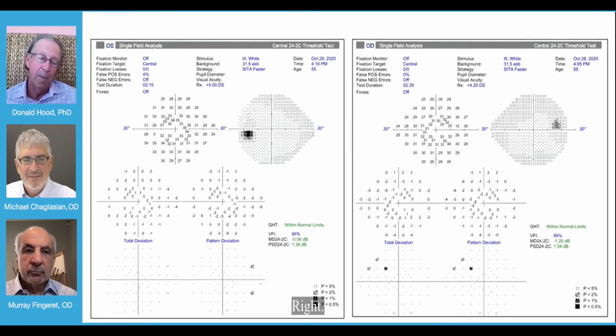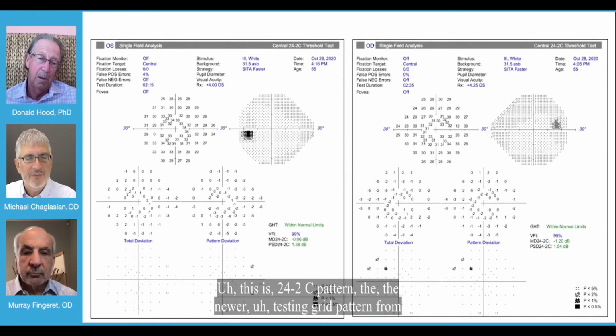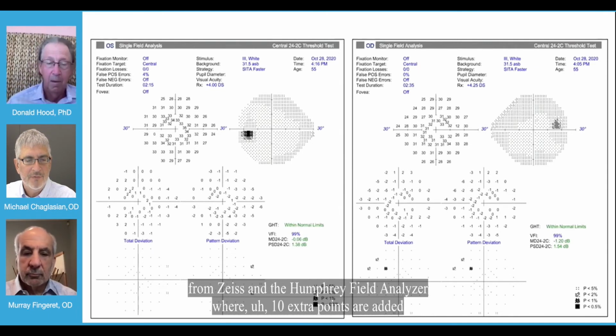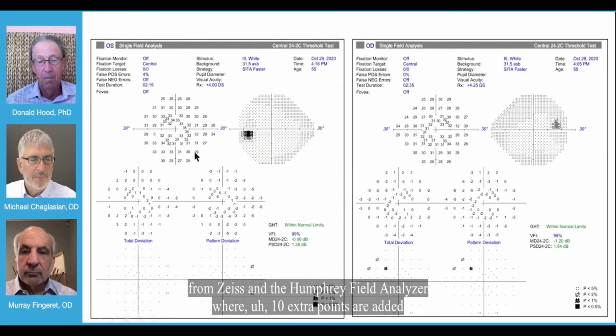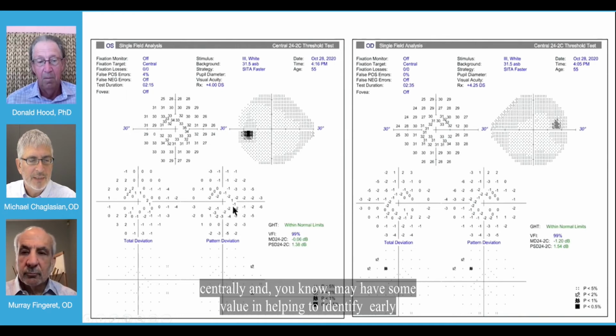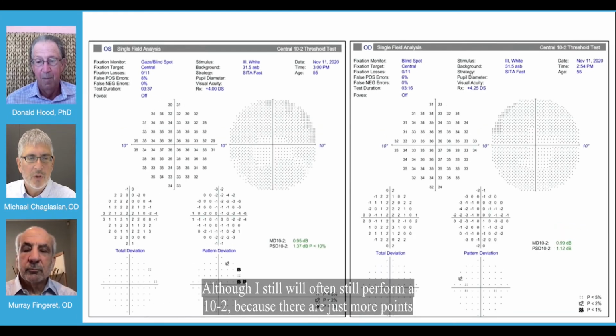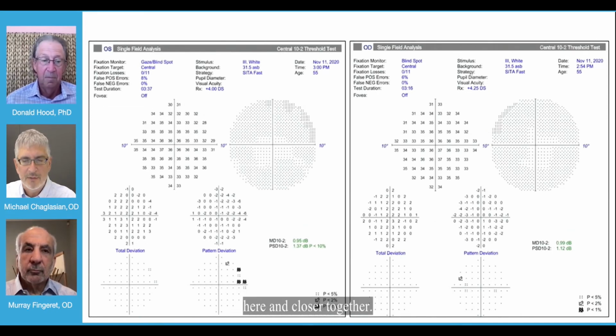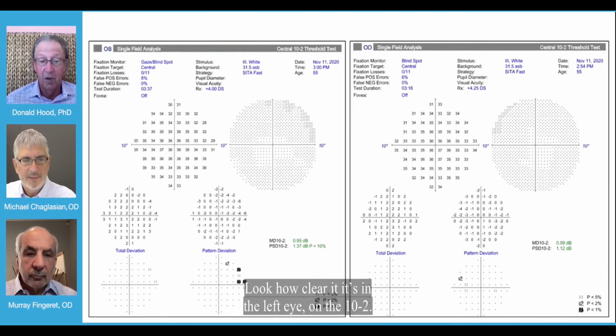Right. This is a 24-2C pattern, the newer testing grid pattern from Zeiss on the Humphrey Field Analyzer, where 10 extra points are added centrally, and may have some value in helping to identify early central field defects. Although I still will often perform a 10-2 because there are just more points here and closer together. And look how clear it is in the left eye on the 10-2.